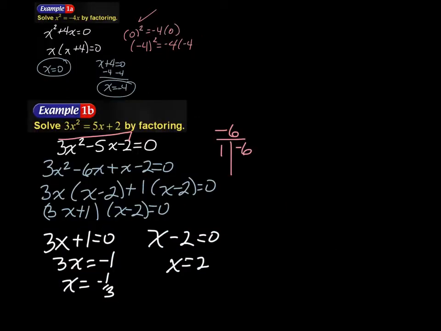And when we set each of those factors equal to 0, we find our two solutions are negative 1/3 and 2. And again, we should substitute back into the original equation to check. I'll let you guys do that on the calculator.